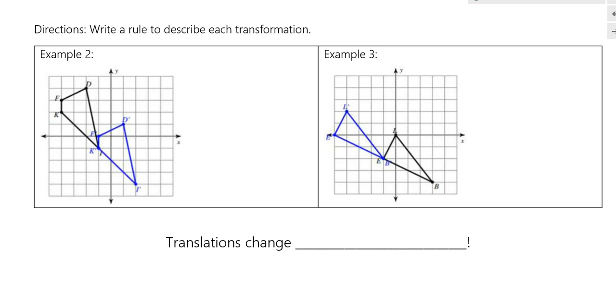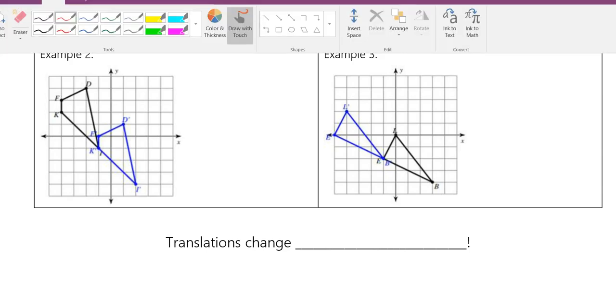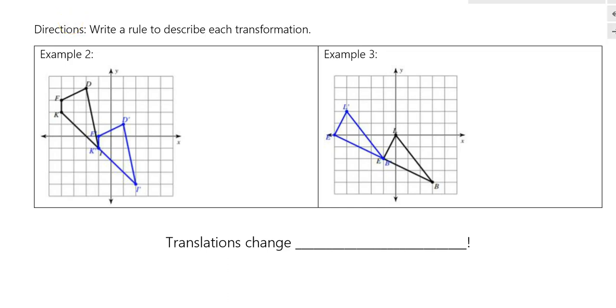So you have to know where you're starting. You're always starting at the one without the apostrophes, the non-prime, your original. So this is your pre-image, and this is your image. So I'm starting here, and I'm moving to the other one. I'm just going to choose one of my points, D, and go to D prime.